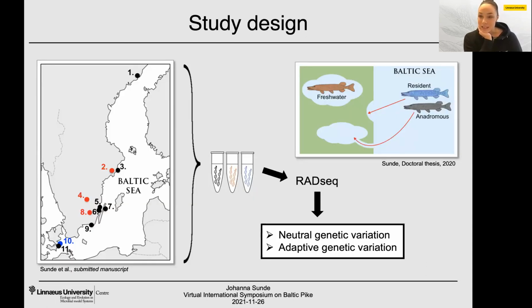Based on this, we then wanted to do this on a large scale. We sampled populations almost throughout the Baltic Sea, from Denmark in the south up to Umeå in the north. We included populations from contrasting environments, and they also represented all 3 different ecotypes. We sampled DNA and then performed the RAD sequencing, and based on this we analyzed both neutral and adaptive genetic variation.